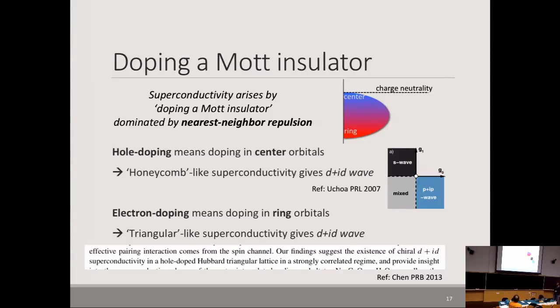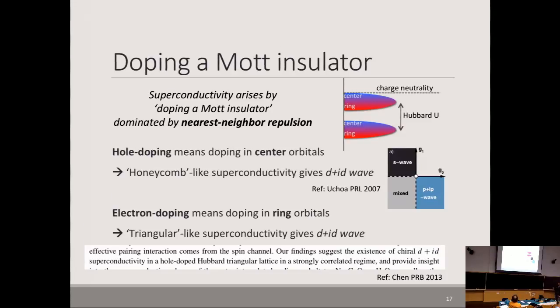And in this case, I imagine something similar. So before including the interaction, below charge neutrality, I had this band where there was a mixed band of center-like and ring-like orbitals. So if I include the repulsion that creates the localization, then you split into an upper and a lower Hubbard band. But now if you start from here and start to dope, it depends on whether you go up, like electron doping, or down, hole doping, what kind of carriers you get.